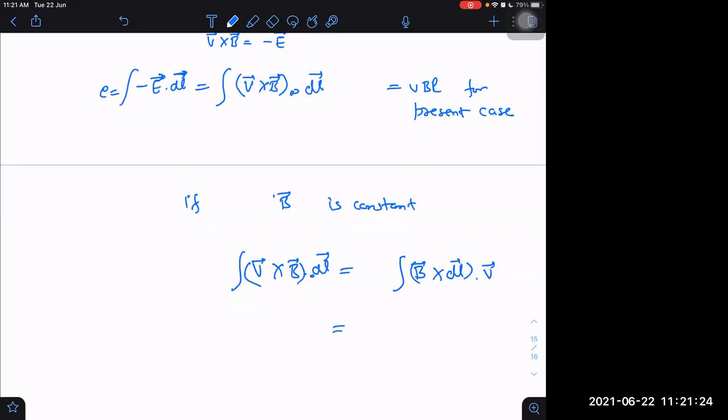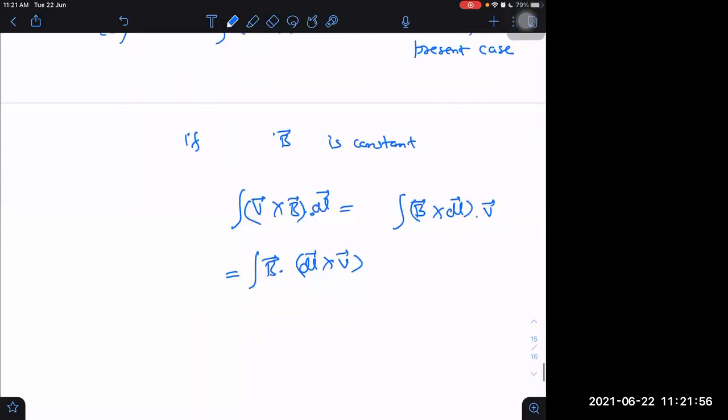I can write dl bar dot V bar cross B bar, or V bar dot B bar cross dl, or V bar cross dl. We can arrange in different ways, right? Correct. But I would like to arrange in such a way so that B comes on the left-hand side, maybe, and if possible it is not cross but just dot. How will I write in such a way? B dot dl cross V. Yes, I can write it in this way.